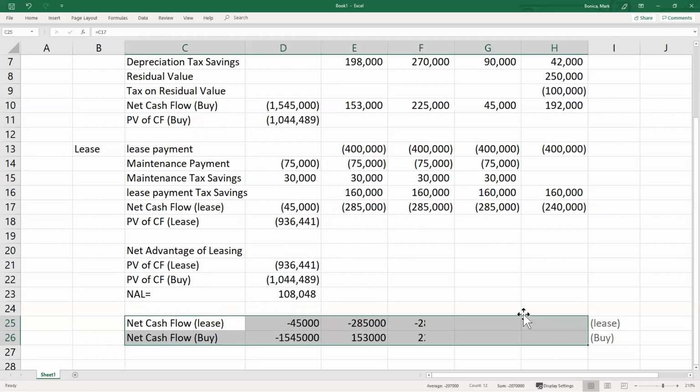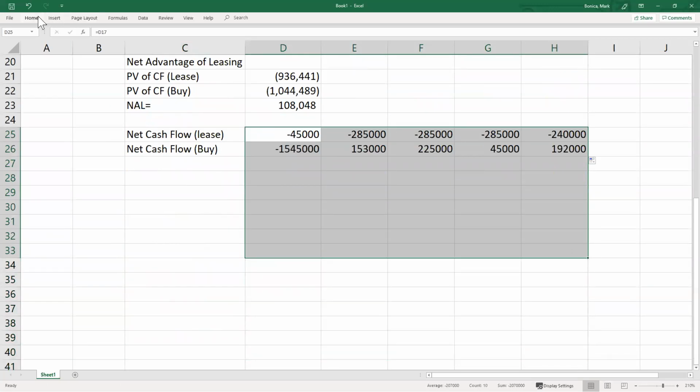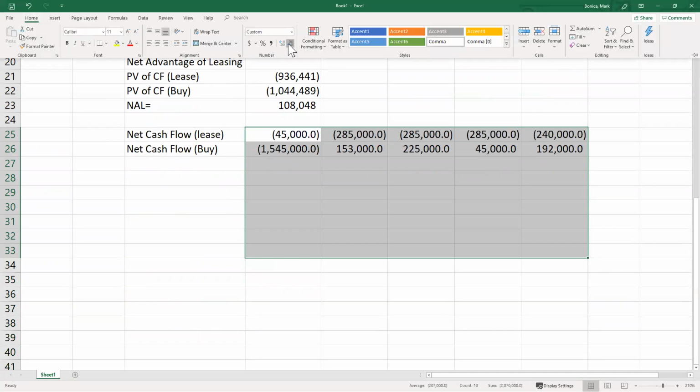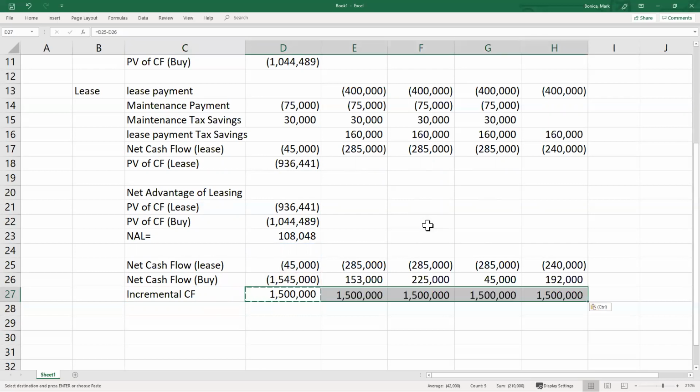So if I was doing this manually, writing it out, I would just write out what I want: the net cash flows from each of these options. And let me, like I said, neaten it up. I like seeing it in accounting format with no decimals. We're working with big numbers, we don't need decimals. So the incremental cash flow is the difference between the two. So I'm going to say equals this minus this. Copy it across.